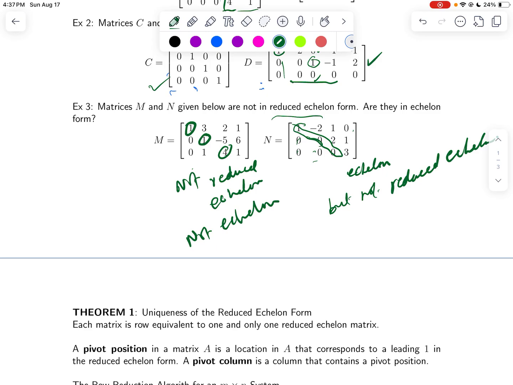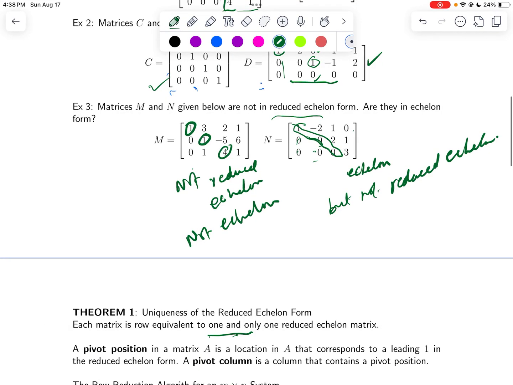Okay, so there is a theorem saying the uniqueness of the reduced echelon form. So each matrix is row equivalent to one and only one reduced echelon form. So no matter how you approach it, with what steps or transformations you make in the matrix, if you are trying to convert it into reduced echelon form, there is only one way to look at it, or it always reaches the same matrix.